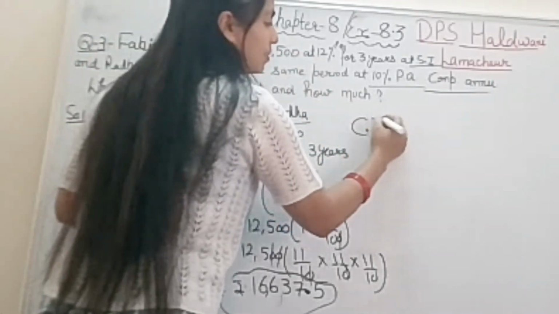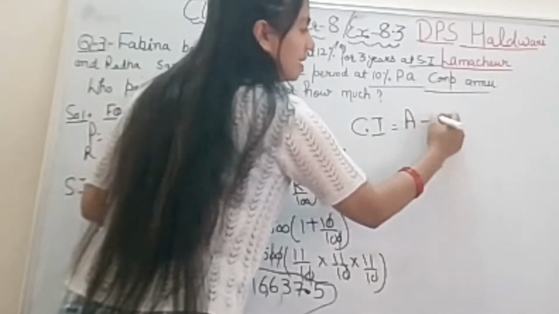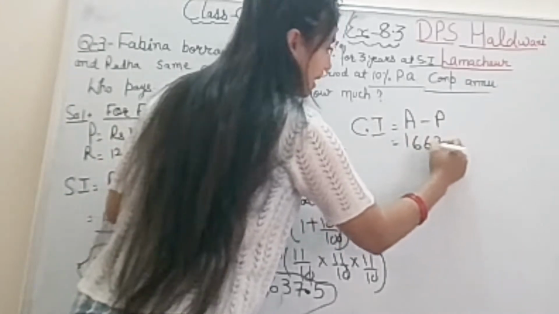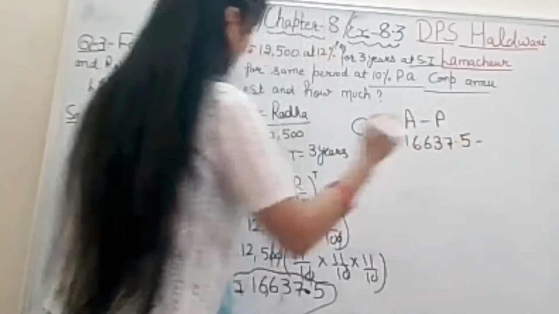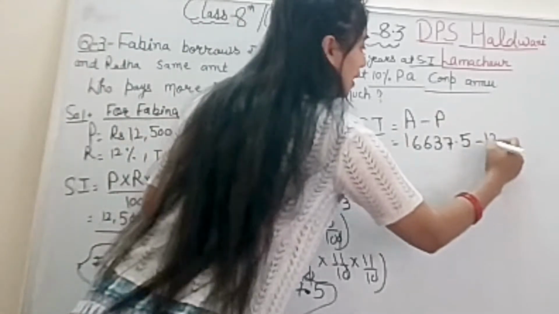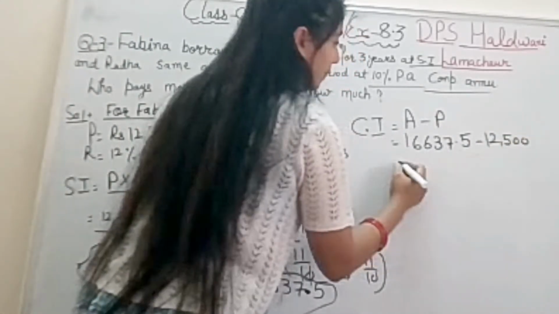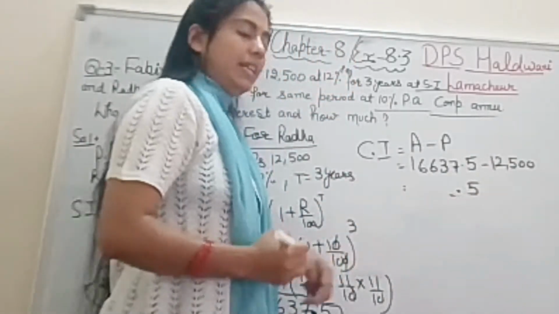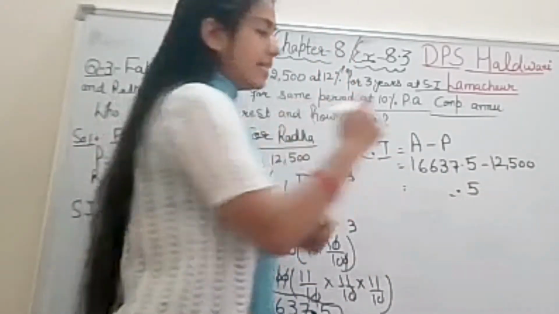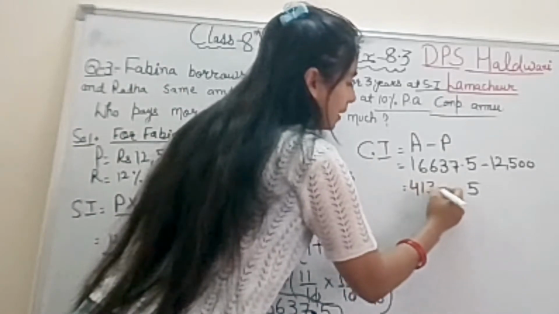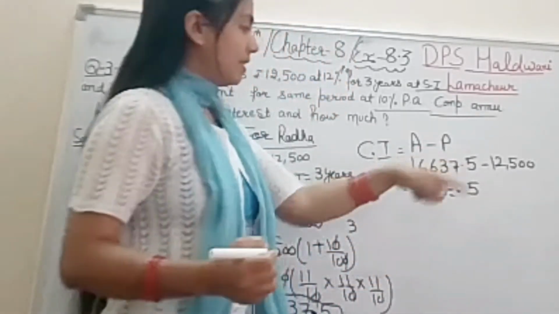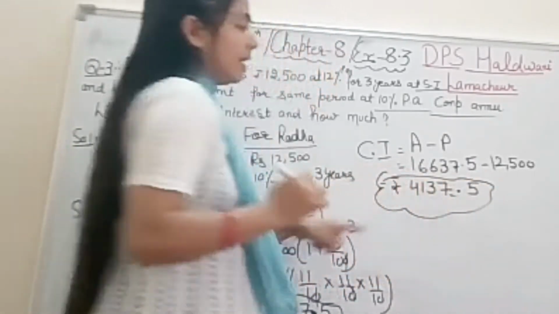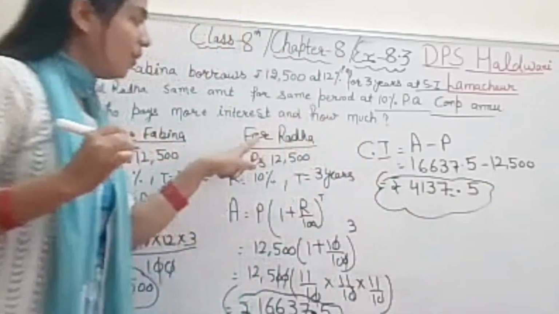So compound interest, students, is amount minus principal. So amount is 16,637.5 minus principal, which is 12,500. The answer is 4137 and then 0.5. So this much rupees is the compound interest for Radha.